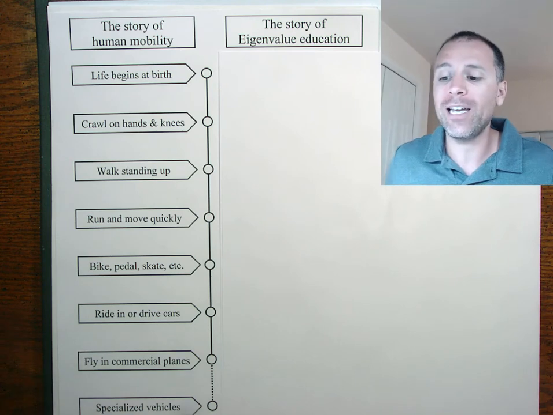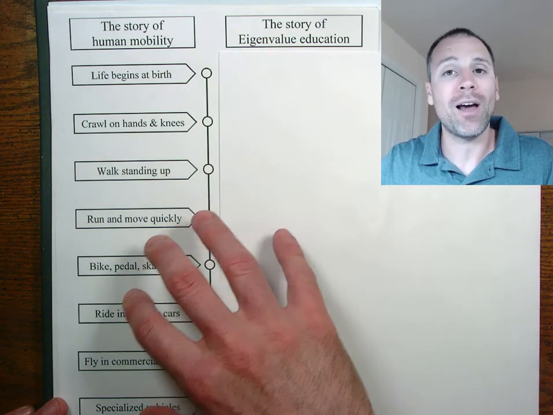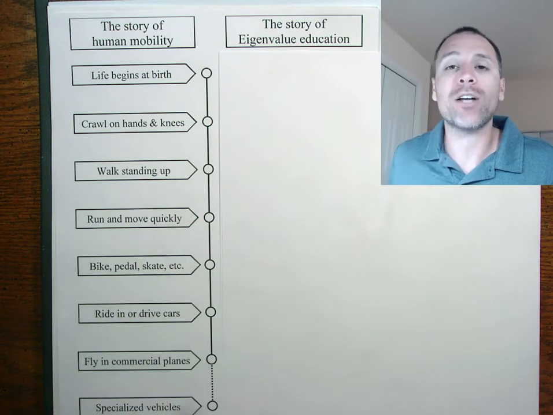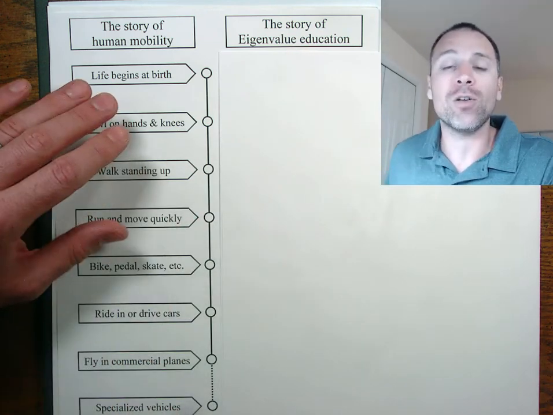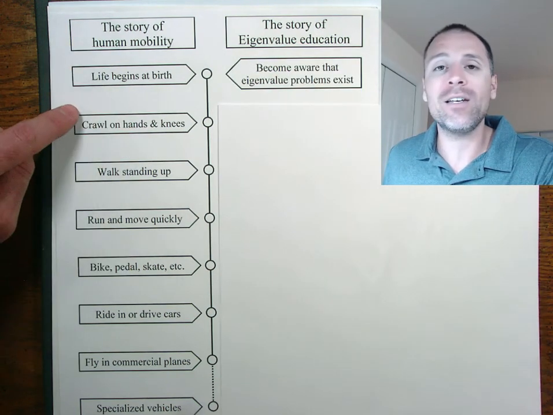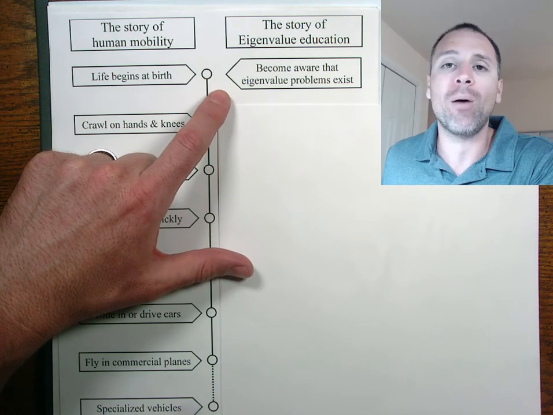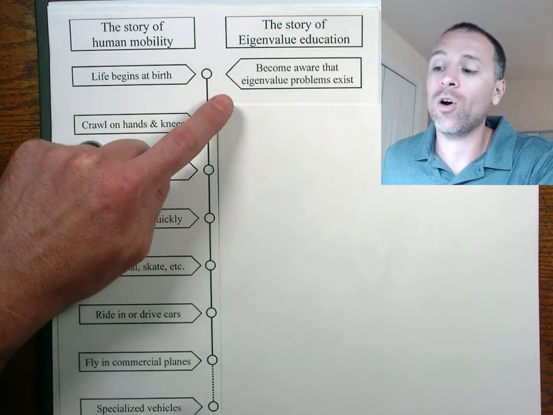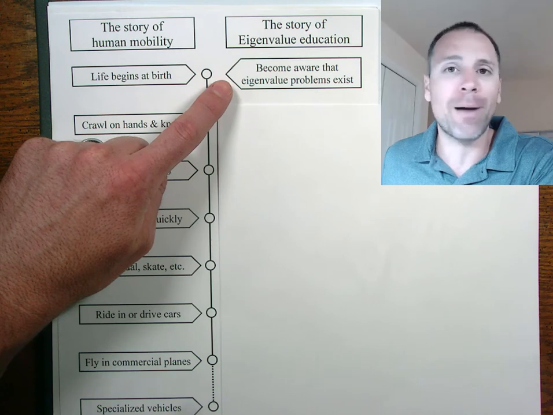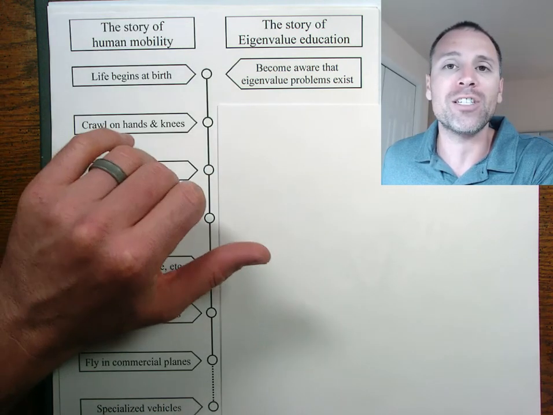Now, I'm going to claim that the process of becoming mobile in human life is analogous to the process that we're going to learn in eigenvalue theory education. So specifically, I would say that life begins at the moment that we're introduced to our first eigenvalue problem that makes it different in the world. There are some mathematicians that won't even talk about this in their classes. They'll literally just skip the idea of applications and go right into theory.